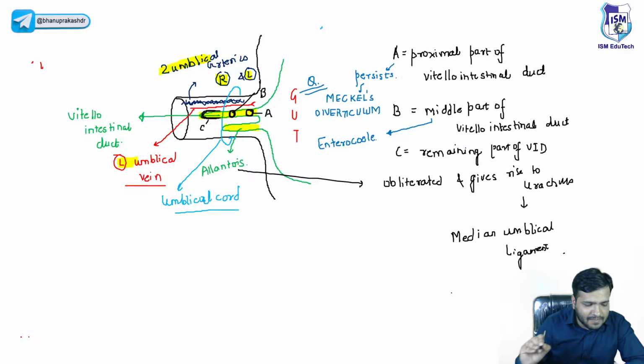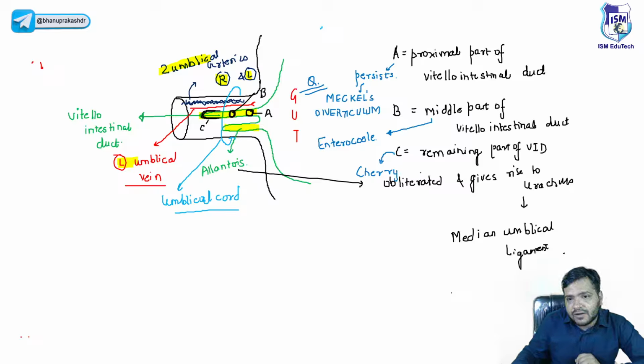And if the remaining part is persisting, it will give rise to overall persistence of this vitello-intestinal duct. The remaining part, or the overall persistence of this particular duct, will give rise to a condition that is called the cherry red tumor. That is called the cherry red tumor. Shiv, good evening. Cherry red tumor.